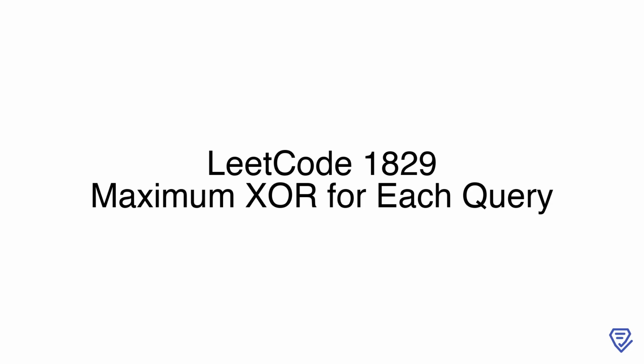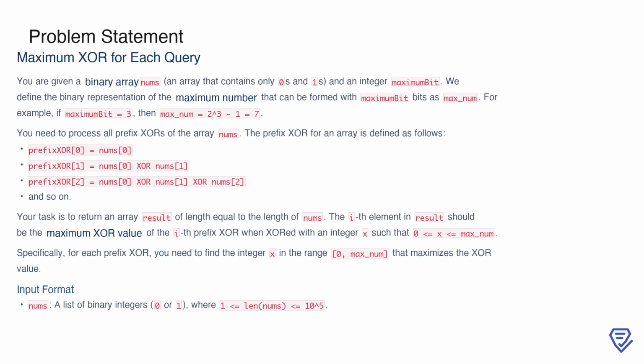Let's get started. In this problem, you're given a binary array called nums, which means the array only contains 0s and 1s, and an integer maximum bit. The value of maximum bit determines the largest number you can represent using that many bits. For instance, if maximum bit is 3, the largest number you can represent is 2^3 - 1, which equals 7. This number is referred to as max_number.